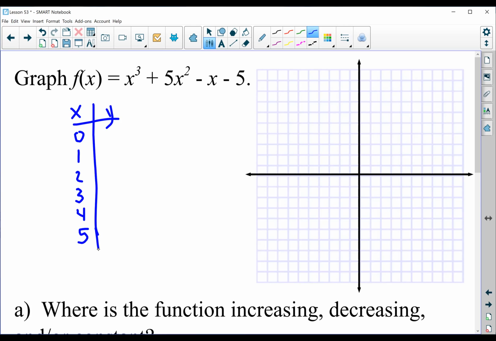Now, one of the nice things of choosing 0, I'll know what my y-intercept is right away. So if I plug 0 in, I get 0 cubed. What's 0 cubed? 0. Plus 5 times 0 squared, which is 0, minus 0, which is still 0, minus 5.